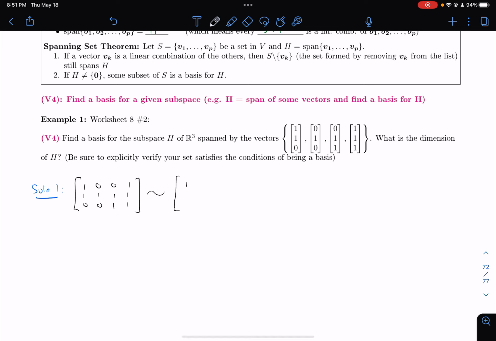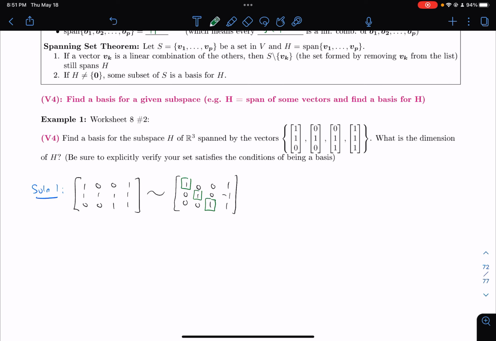So you'll get 1, 0, 0, 0, 1, 0, 0, 0, 1, and then 1, negative 1, positive 1. I've actually reduced this all the way to RREF form. Okay, so at this point I can see where the pivots are. It's these three ones in the three rows right there.